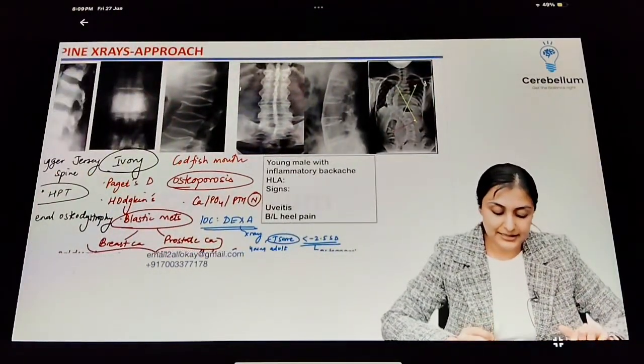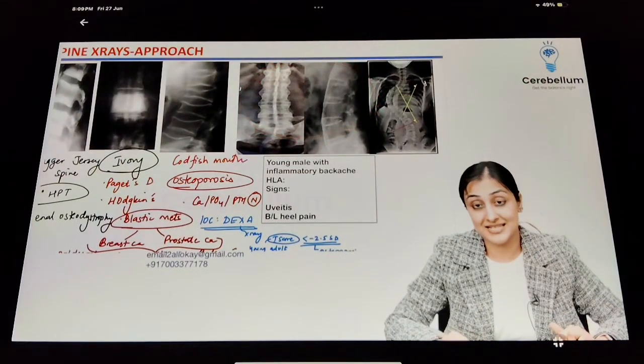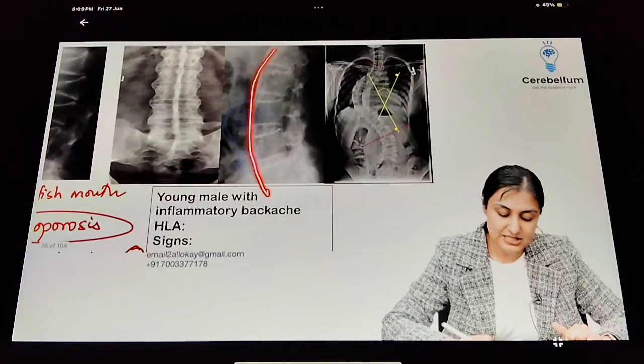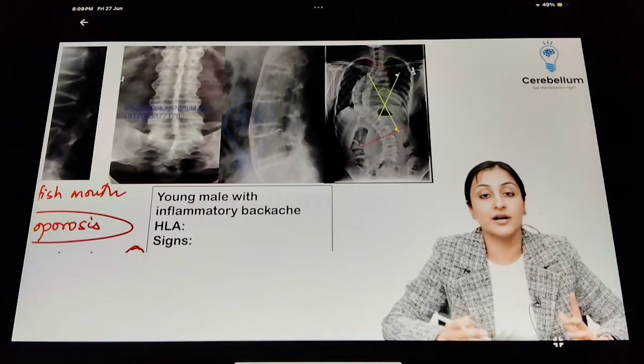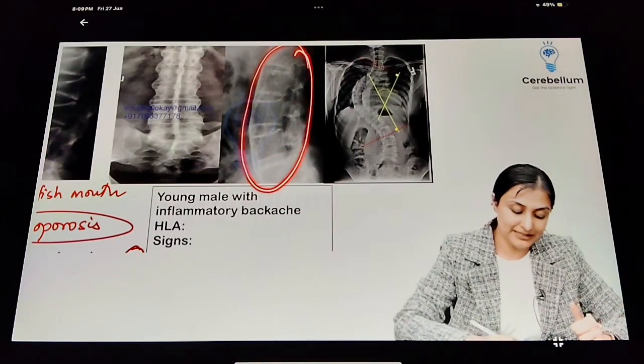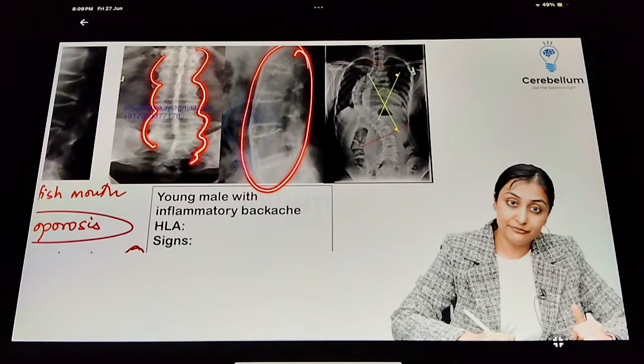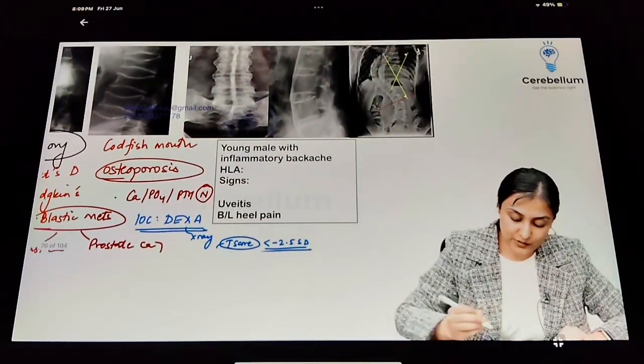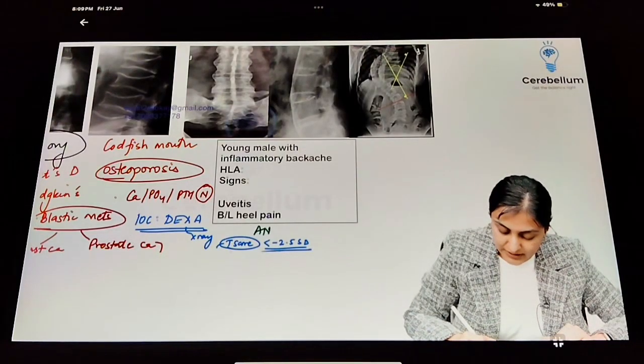Next case, you can see that there is a young male here. They'll tell you the patient has inflammatory backache. The moment you hear young male, look at the spine. The spine is completely fused. It looks like a bamboo spine. You can see the interspinous ligament is ossified. What is the diagnosis? This is ankylosing spondylitis.